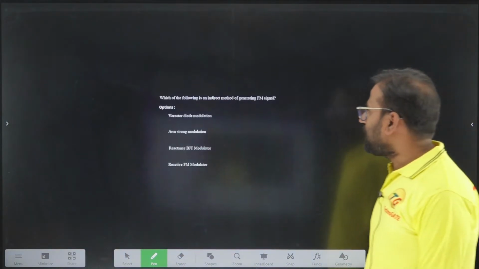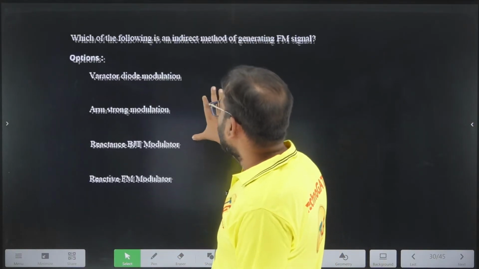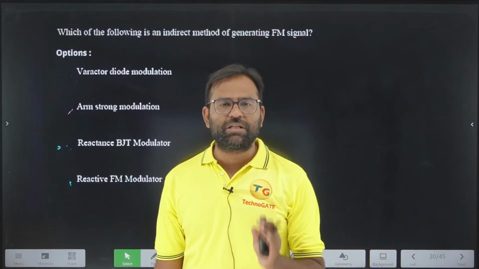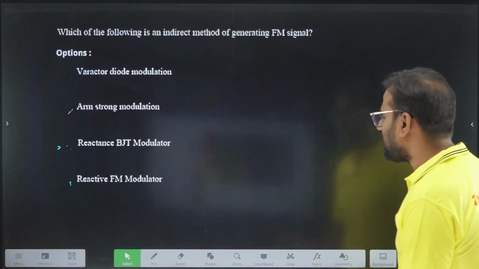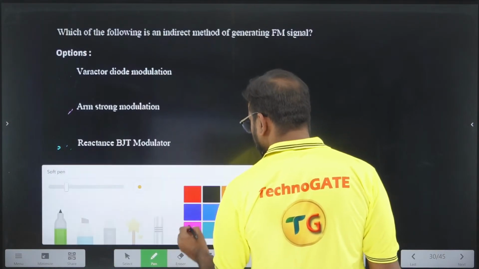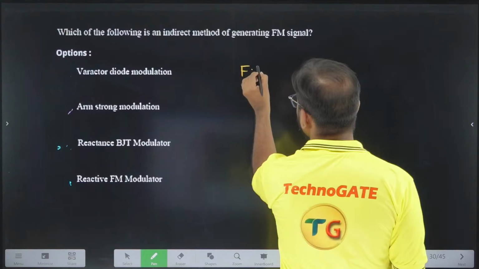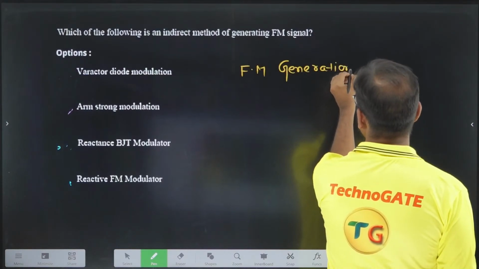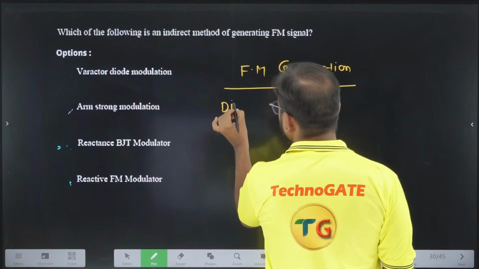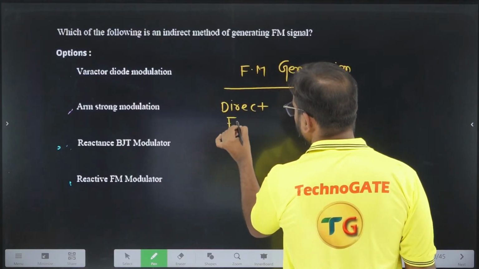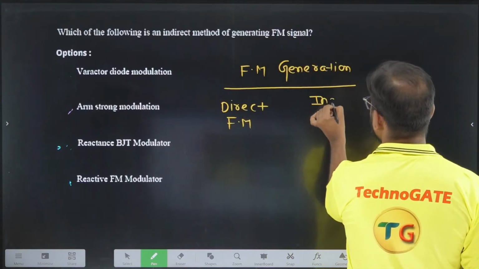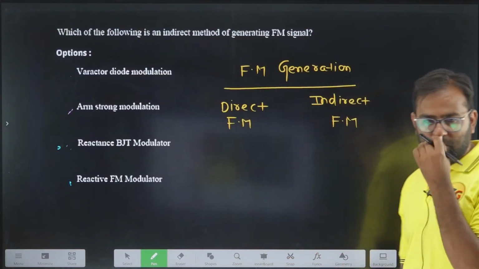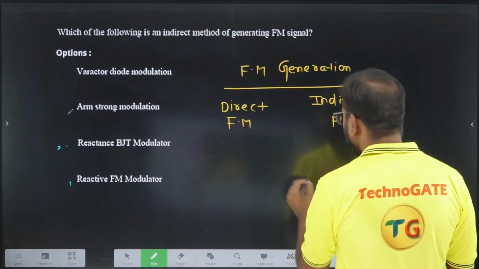Okay, so let's go to the next question. Which of the following is an indirect method for FM generation? As we know, the frequency modulated signal can be generated in two ways, direct FM generation and indirect FM generation.